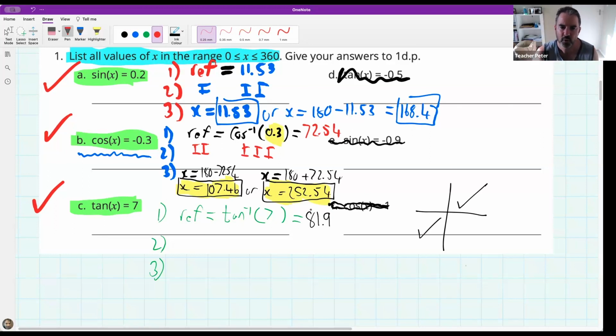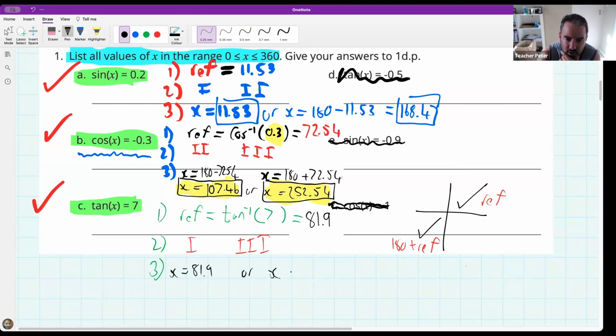All right, now, where is tan positive? It's in quadrant 1, reference angle, and it's also positive in quadrant 3, which would be 180 plus the reference angle. So the answers are going to be 1 in quadrant 1 and quadrant 3. Now, what are those final answers going to be? Well, I suppose quadrant 1 is easy. It has to be 81.9. So we say x is 81.9.